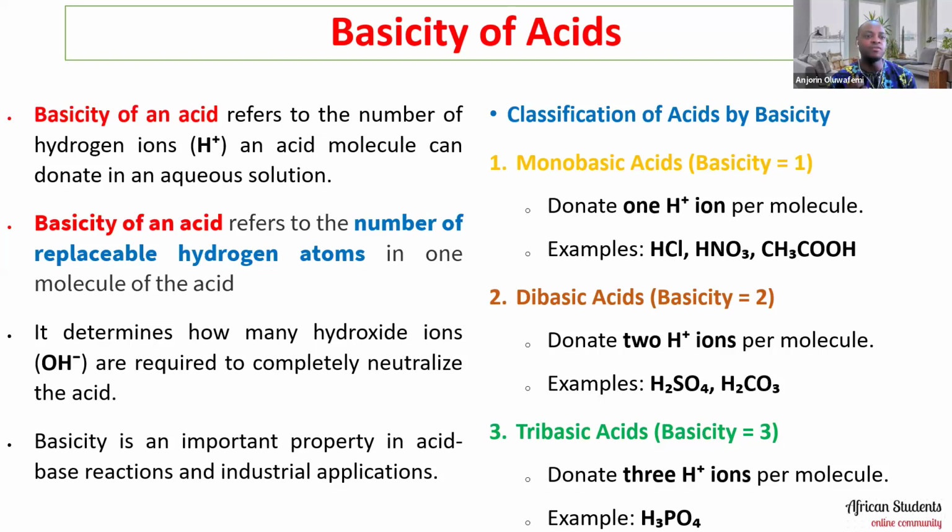Then we have dibasic acids. They have a basicity of 2. Examples are H2SO4 and H2CO3. Then we have tribasic acids. These donate 3 hydrogen ions per molecule. An example is H3PO4, phosphoric acid. So that's that in terms of classification of acids based on basicity.